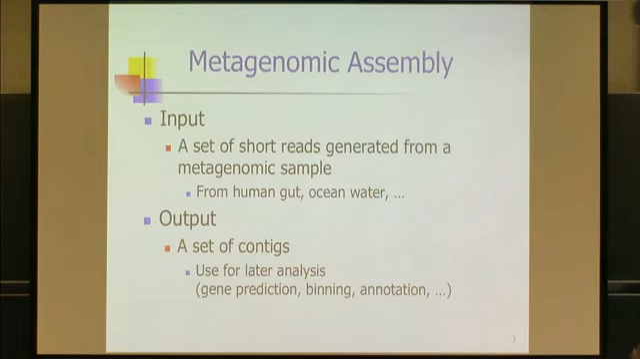So the problem we are going to look at is the input is a set of short reads generated from a metagenomic sample, which can be human guts, ocean, water, etc. And the output will be just a set of contigs used for later analysis, for example, gene prediction, binning, clustering, or annotation.